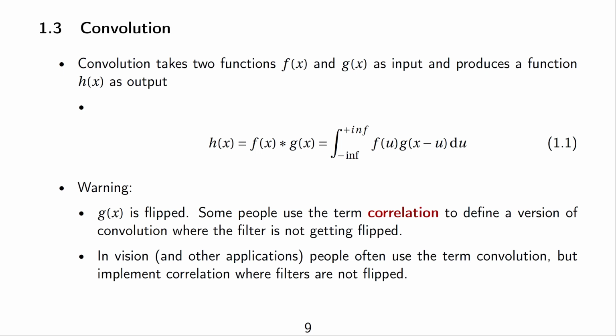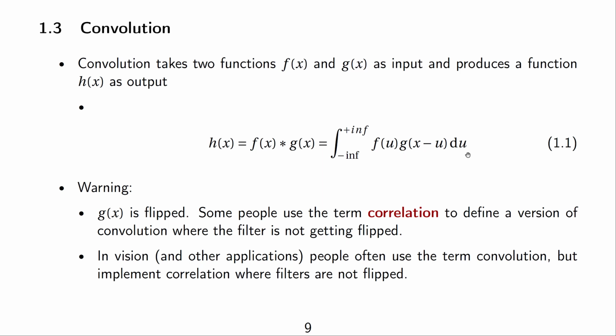We would like to establish a link to the traditional convolution that you study in some form of engineering or mathematics course. Convolution takes two functions f and g as input and produces a function h of x as output. The notation is h of x equals f of x, and then you have this convolution symbol here, g of x, and that equals the integral from minus infinity to plus infinity of f of u g of x minus u du.